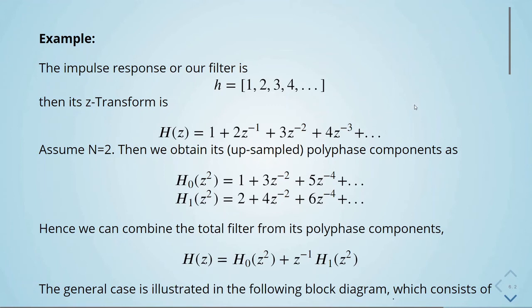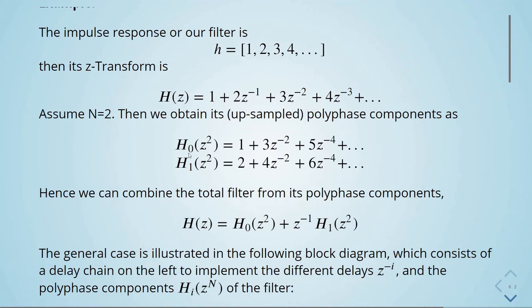When we assume a sampling factor n equals 2, we can obtain its upsampled polyphase components given by this. So here is phase 0, and here phase 1, for example. We have 1, 3, 5, and so on, and phase 1 is 2, 4, 6, and so on. We can combine these two, giving exactly this. So if we add the phase 0 component with the phase 1 component, and all the components, we will end up with the z transform.